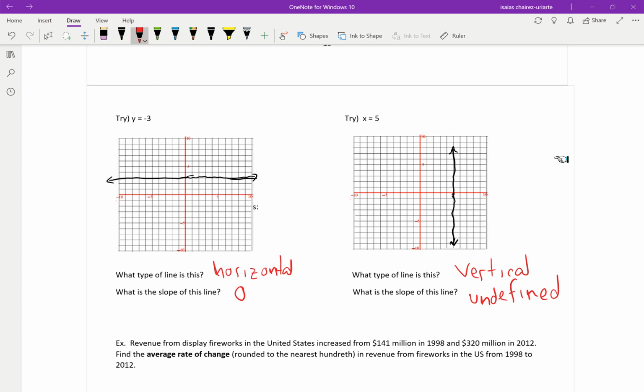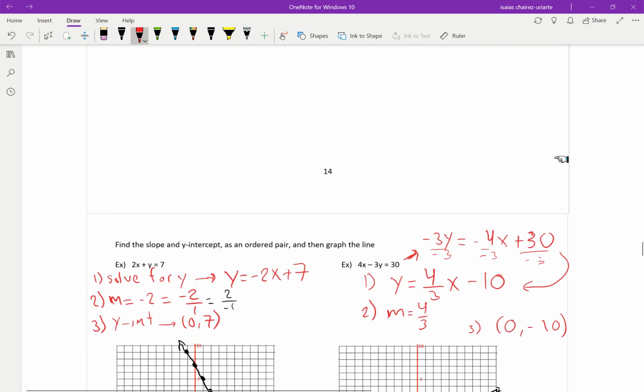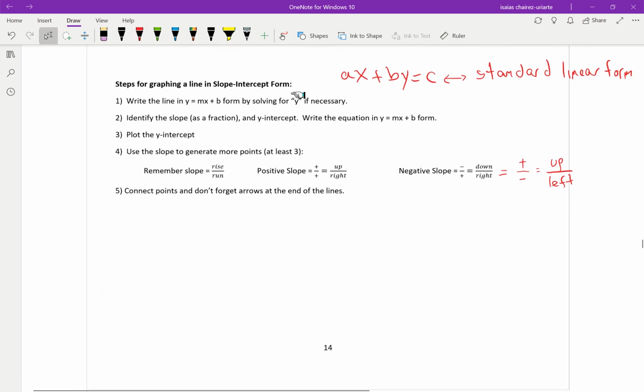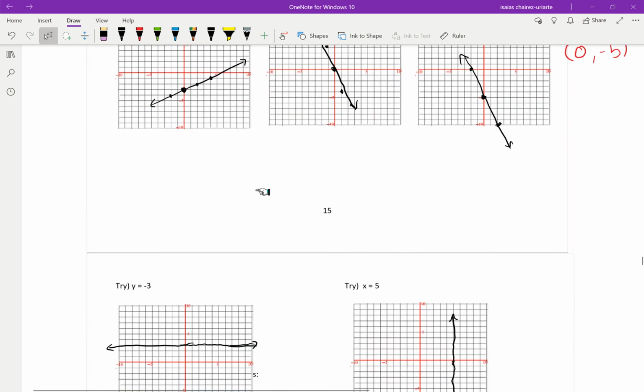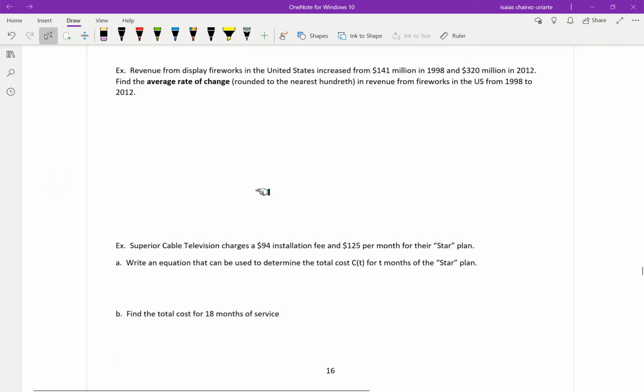Okay, so I hope that you're feeling comfortable graphing linear equations. Remember, if you start over here in the standard linear form, the first thing you want to do is solve for y so that you put it in slope-intercept form. Then identify the slope, plot the y-intercept, and then use the slope to plot another point. Connect the dots, and don't forget the little arrows. Okay. Let's do two more little exercises in this section, and that will be it for 1.3.